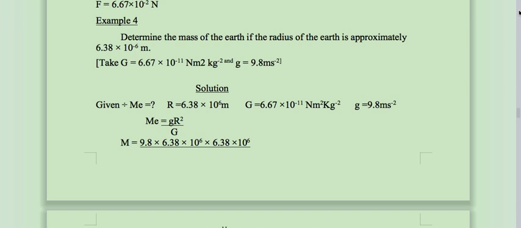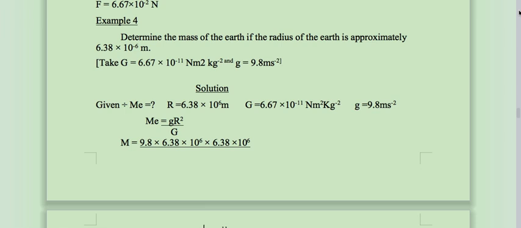Example 4. Determine the mass of the Earth if the radius of the Earth is approximately 6.3 times 10 raised to the power 6 meters. Take G, which is our universal gravitational constant, to be 6.67 times 10 raised to the power minus 11 Newton meter squared per kilogram squared, and take the value of the Earth's gravitational free fall, small g, to be 9.8 meter per second squared.